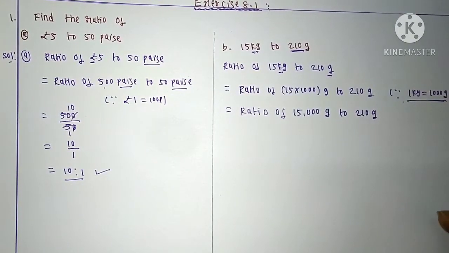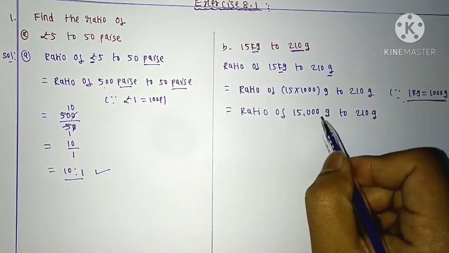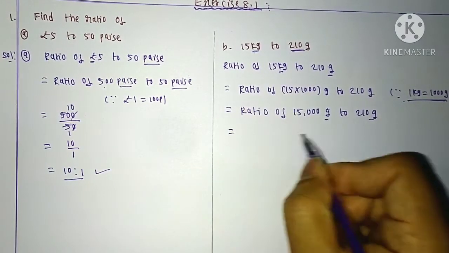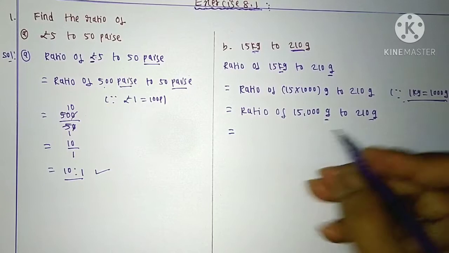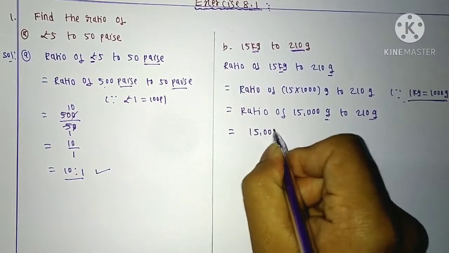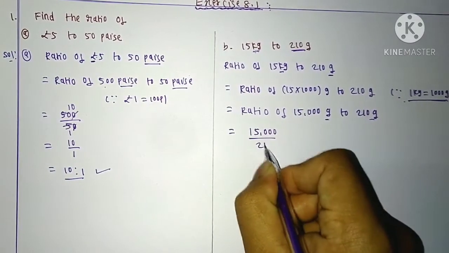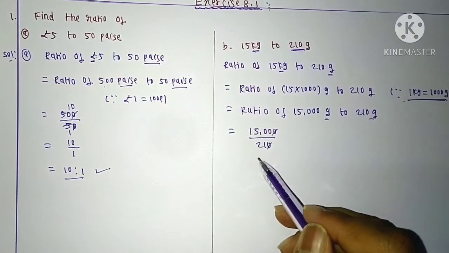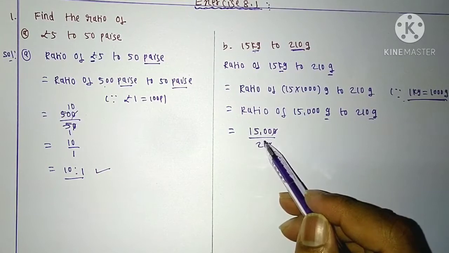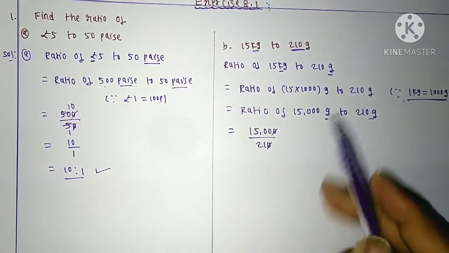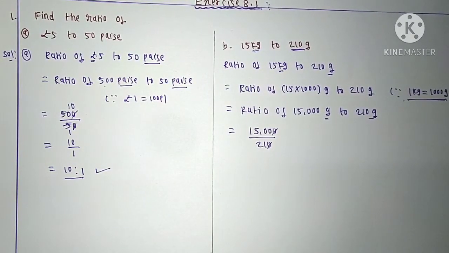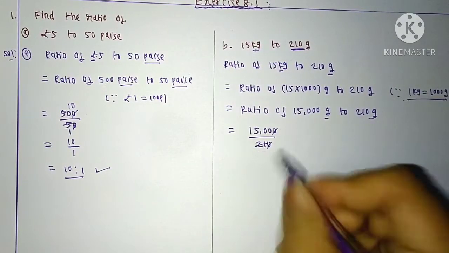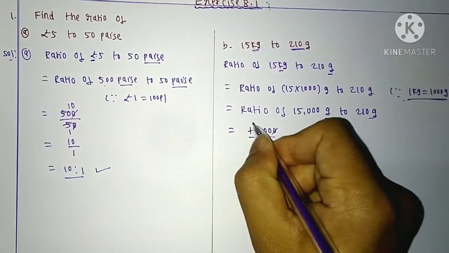Now what do we have to do? Yes, once you have converted them into the same units, then you have to divide them. Now let us divide 15,000 by 210. Here this 0 gets cancelled. Check in which table 21 as well as 1500 will be divisible. It is divisible in the 3 table, or we can say it is divisible by 3. Both are divisible by 3. 3 7s are 21, 3 5s are 15.